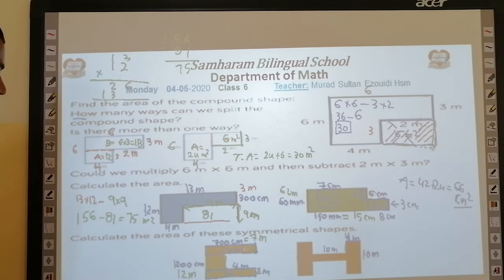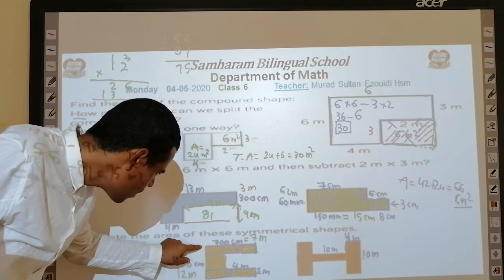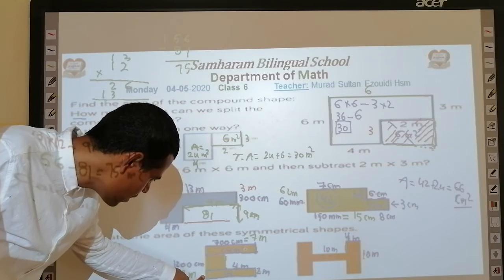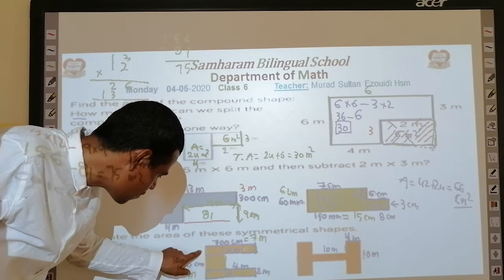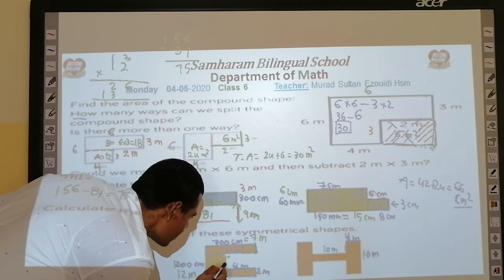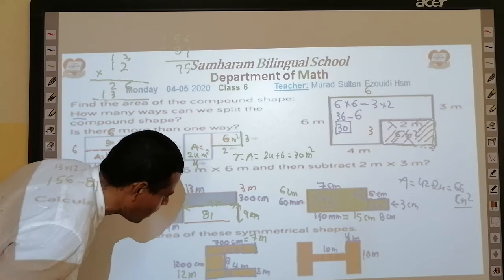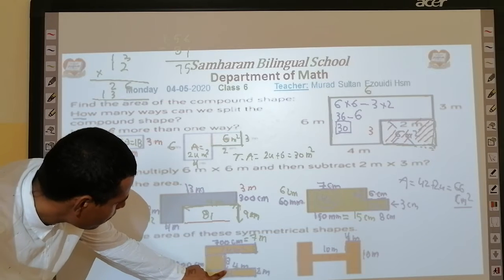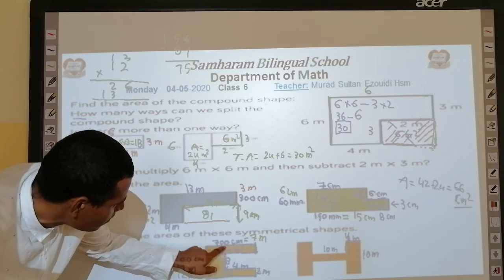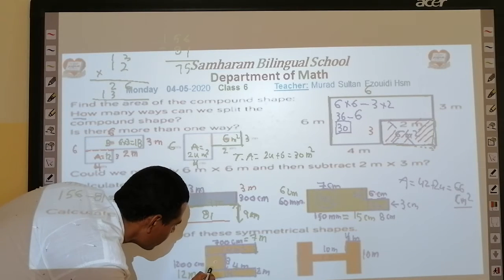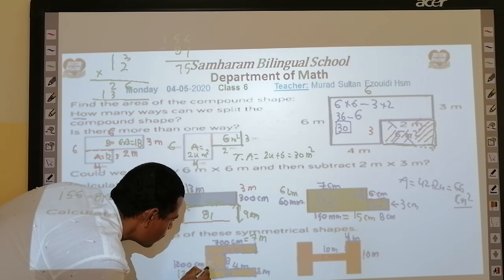Then, the small one. This is 2 and this is 2. You see? So 12 minus 4 is 8. From that to that is 8. And from this to this is 4 centimeters. 7 minus 4 is 3. So 8 multiplied by 3 is 24.